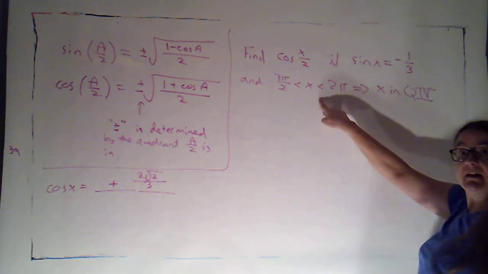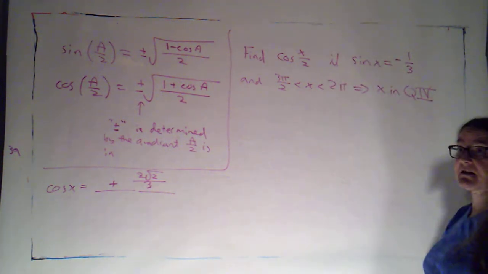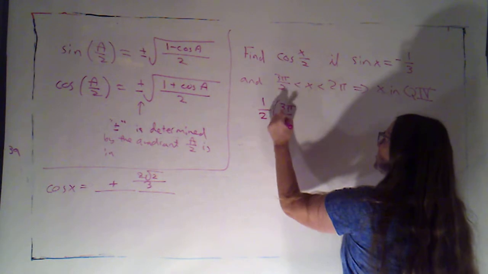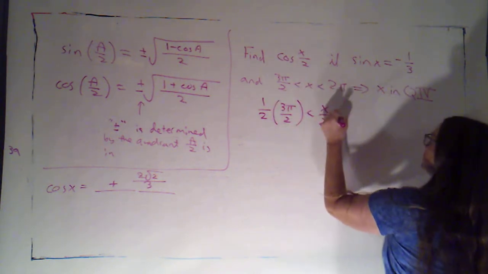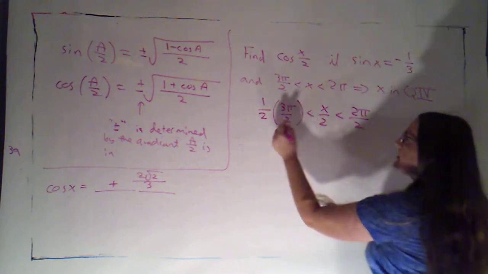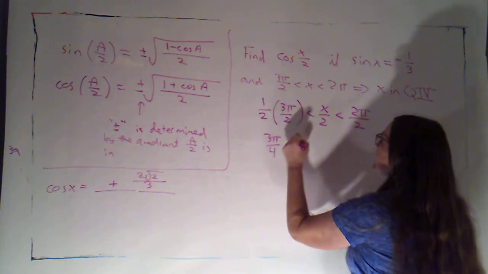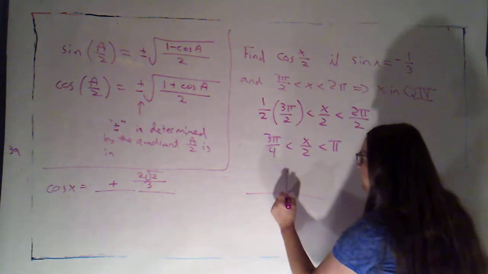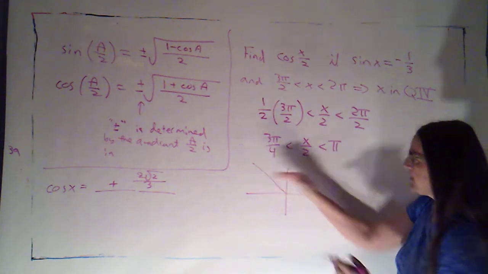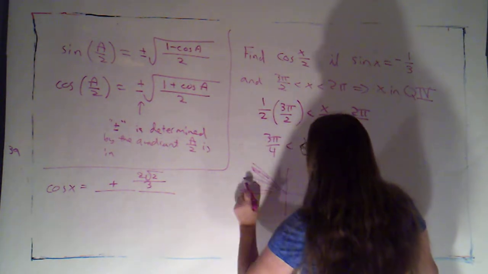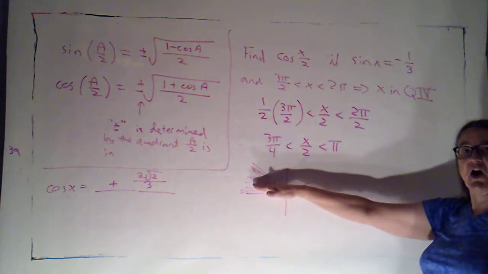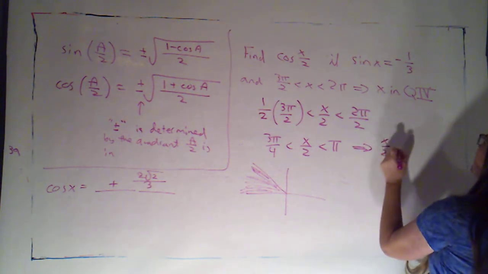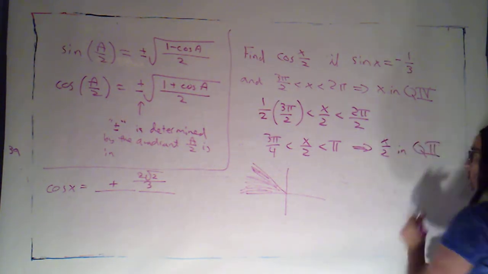I'm going to take this inequality and divide each piece by 2, keeping in mind that dividing by 2 is the same as multiplying by 1/2. So that's 3 pi over 4 is less than x over 2 is less than pi. 3 pi over 4 would be here, pi would be here, so that tells me that x over 2 is in this bottom half of quadrant 2. That's what's significant: x over 2 is in quadrant 2 now.